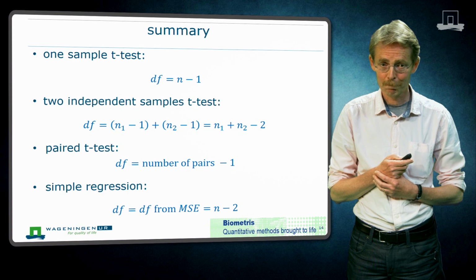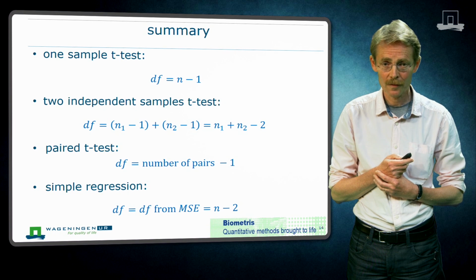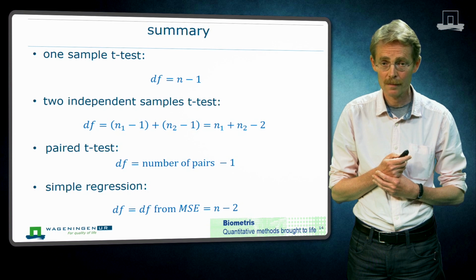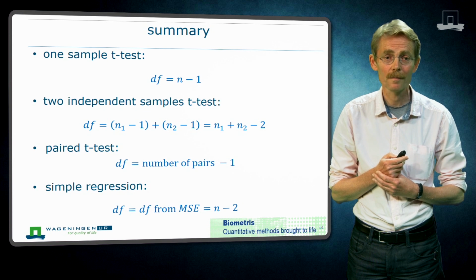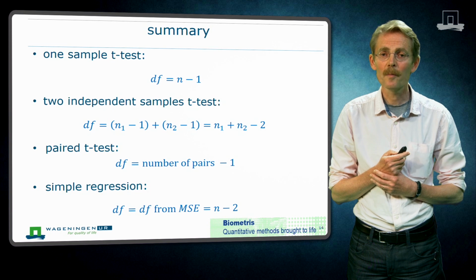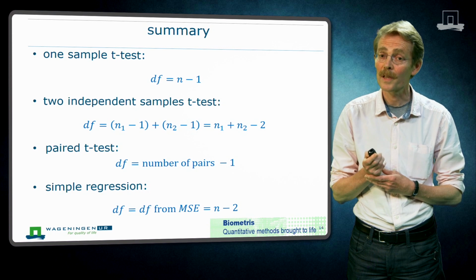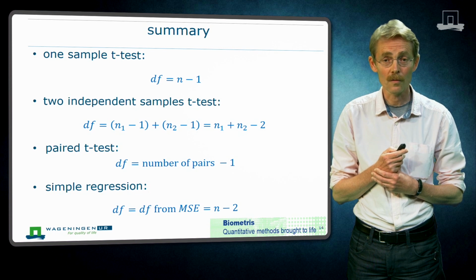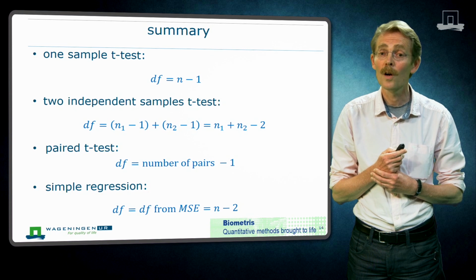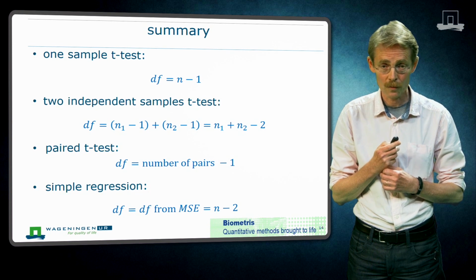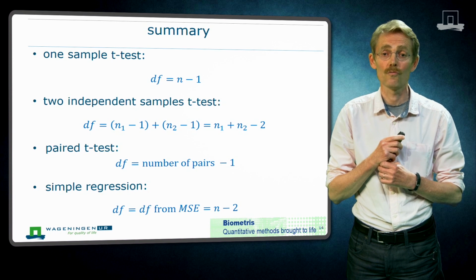So in summary, we have a one-sample t-test, and the degrees of freedom are n minus 1, where n is the sample size. N minus 1 is the number of differences. For the 2 independent samples t-test, we have n1 minus 1 from the one sample, plus n2 minus 1 from the other sample. In total, that is the total sample size, n1 plus n2, minus 2. We lose 2 degrees of freedom because we estimate mu1 and mu2 by y bar 1 and y bar 2.